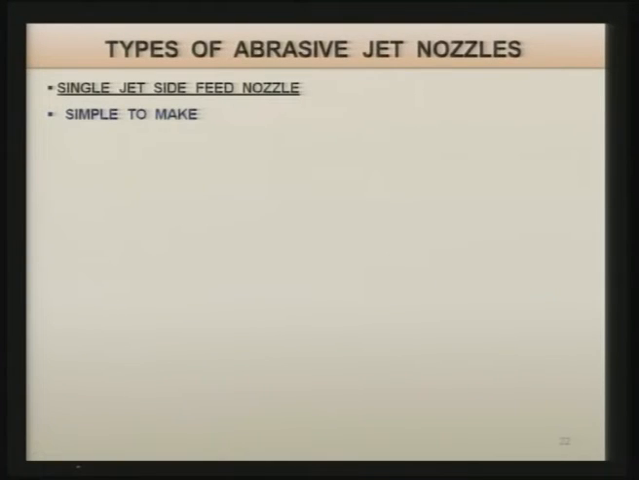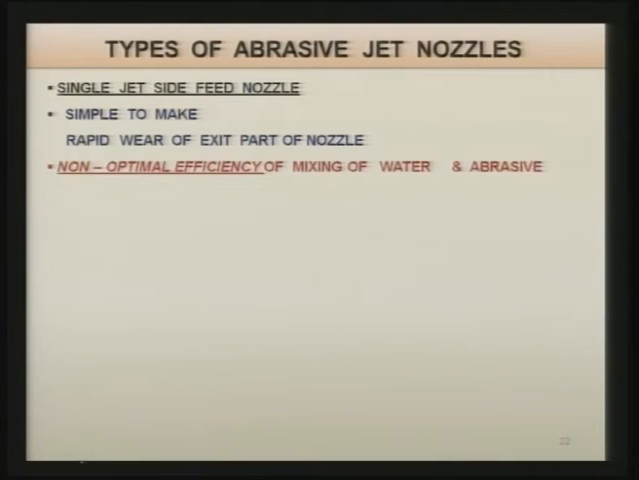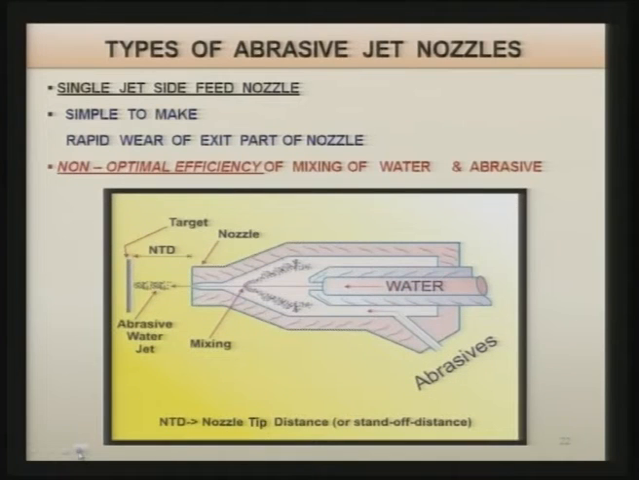Now, there are various kinds of abrasive water jet nozzles. First one is the single jet side feed nozzle. It is simple to make, but rapid wear of the exit part of the nozzle takes place. It gives non-optimal efficiency of mixing of water and abrasives, as we will see in the figure. As you see in this figure, abrasive is coming from this port as well as this port, and water is coming from the central port, and both of them are mixing somewhere here.